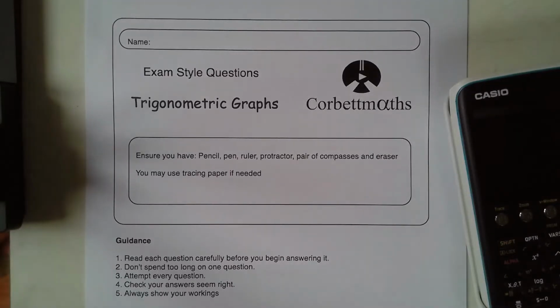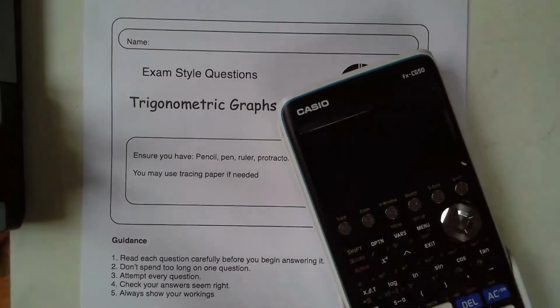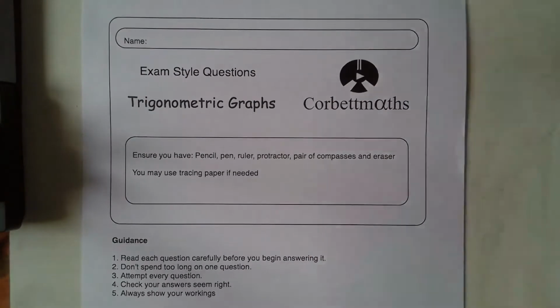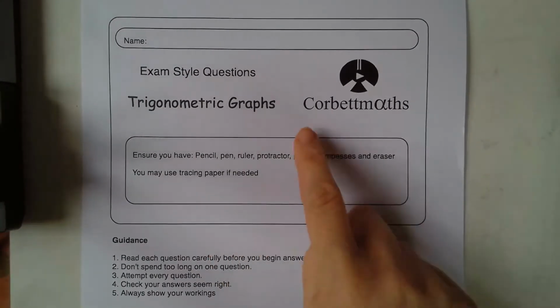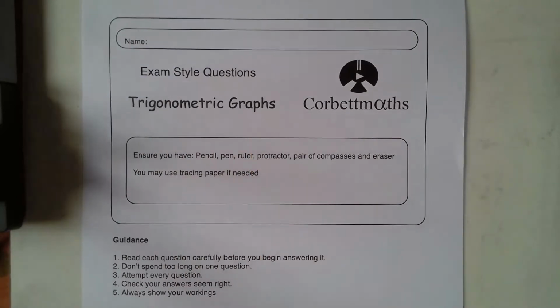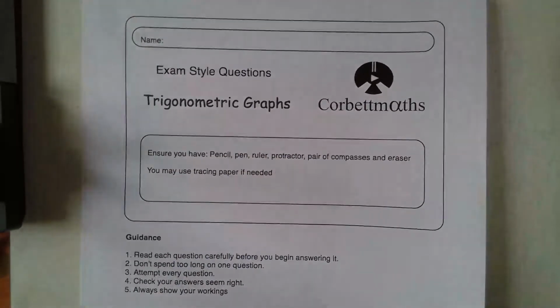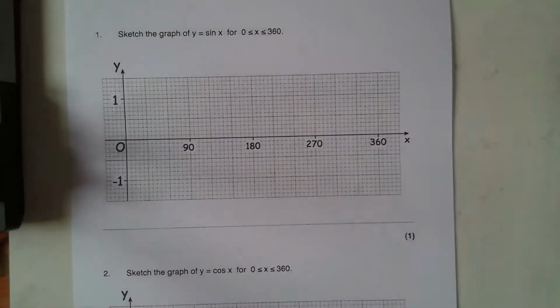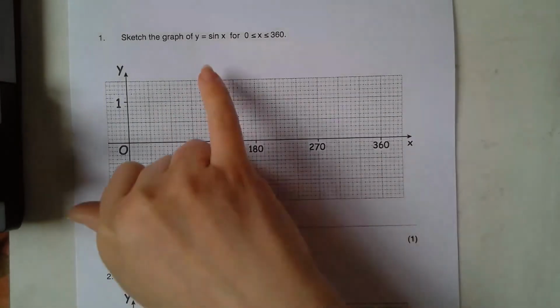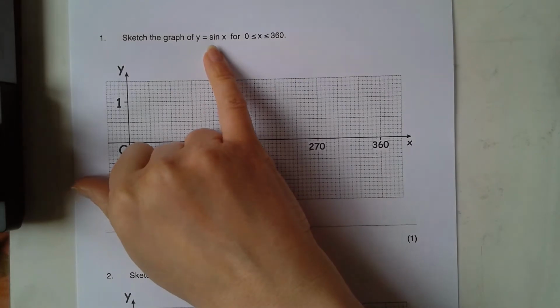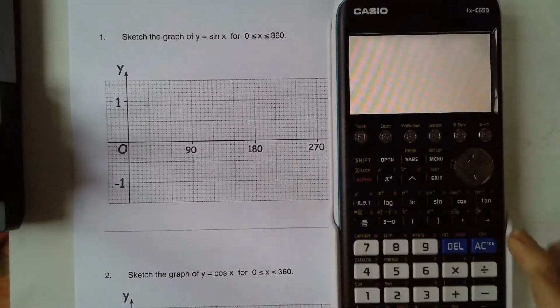Hi everyone, so in this video I'm going to be looking at using the Casio CG50 to help work through or check answers for the Corbett Maths booklet Trigonometric Graphs. So it's the first time we've done a video on anything that's to do with trigonometric graphs, or trig graphs I'm going to call them for short. So question number one, firstly turn it on.